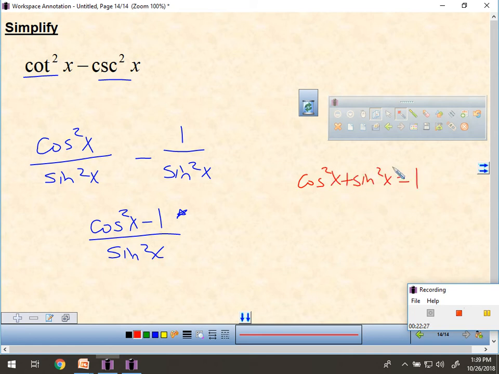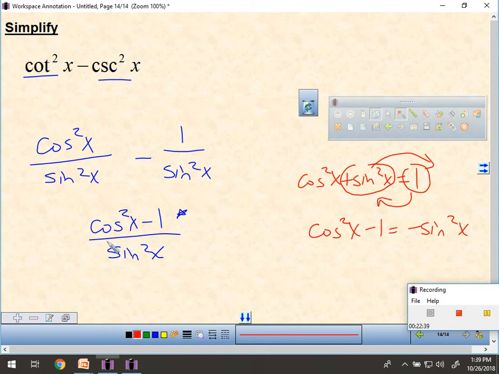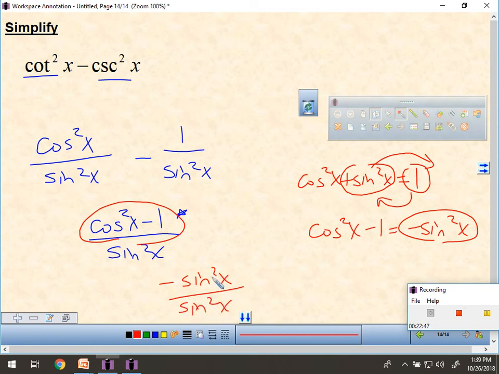If I remember correctly, cosine squared plus sine squared is equal to 1. So if I shuffle this around, if I move this sine squared over here and move this 1 over to the left, I'd get cosine squared of x minus 1 equals negative sine squared of x. So that means that this right here is negative sine squared. So I'd have negative sine squared over sine squared. The sine squareds cross out, and that doesn't leave 0. That leaves behind a negative 1. And so that would be the answer for that problem. It would just leave behind a negative 1. And that would be the answer for that type of problem as well.